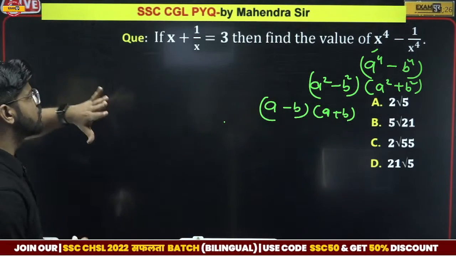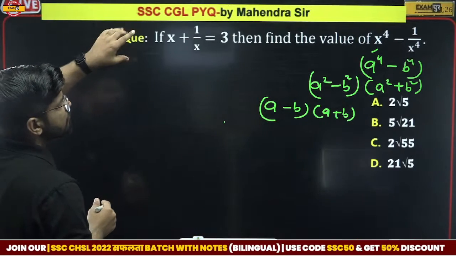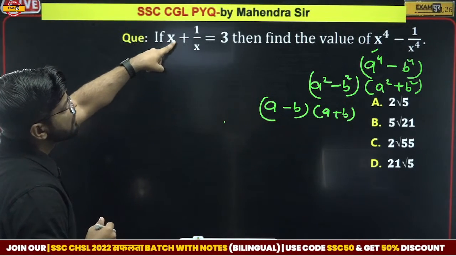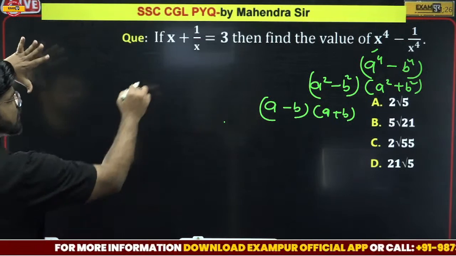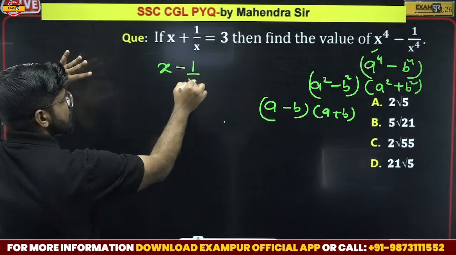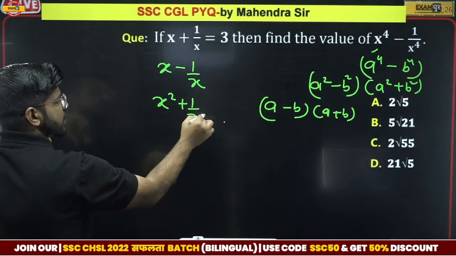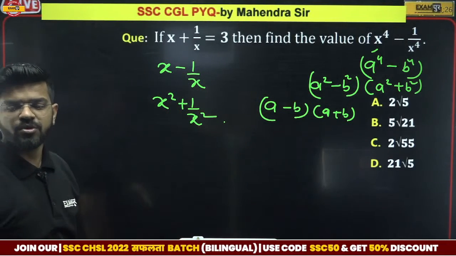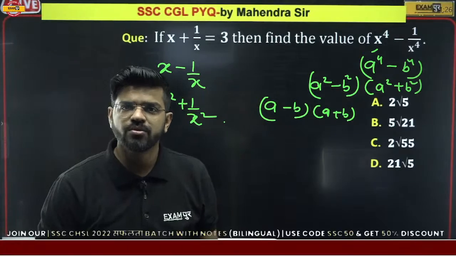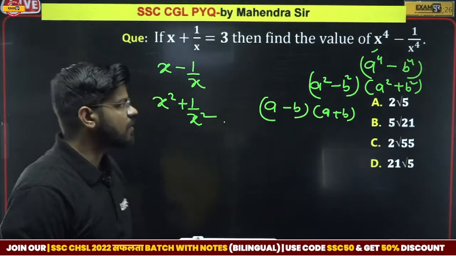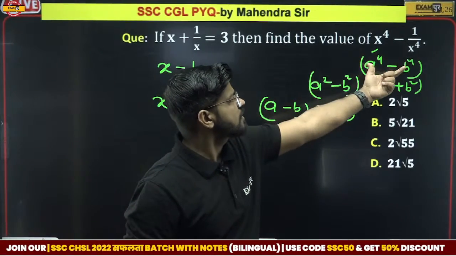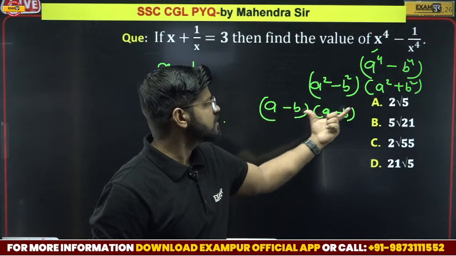So we want to know three values. We have a plus b; we want to know about x minus 1 upon x, and we want to know about x square plus 1 upon x square. This is what we want to know. Is it clear? So to calculate this, we have to calculate these things.